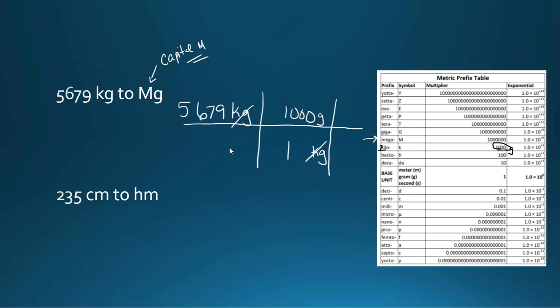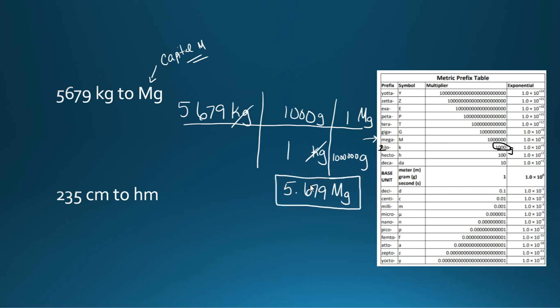Next, we want to convert grams to megagrams. So again, we have to line up our units so that they cancel. Grams canceled, and we want to get to megagrams. So looking at our chart, 1 megagram is equal to 1 million grams. Okay. You do the same thing, multiply across the top. 5,679 times 1,000 times 1 divided by 1 million gives you 5.679 megagrams.